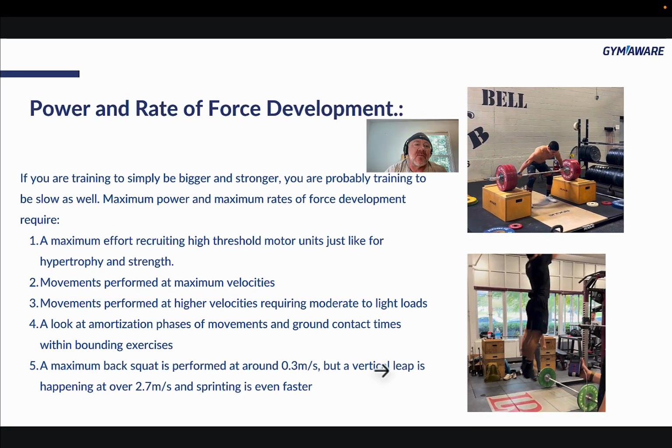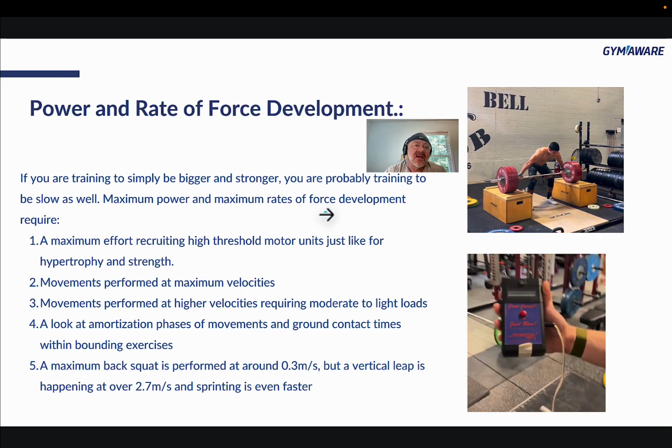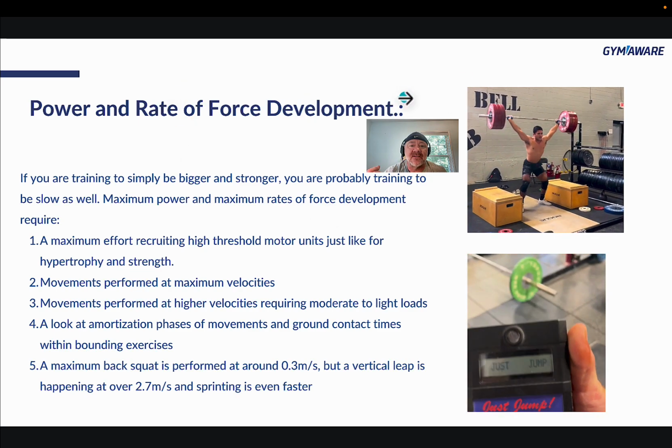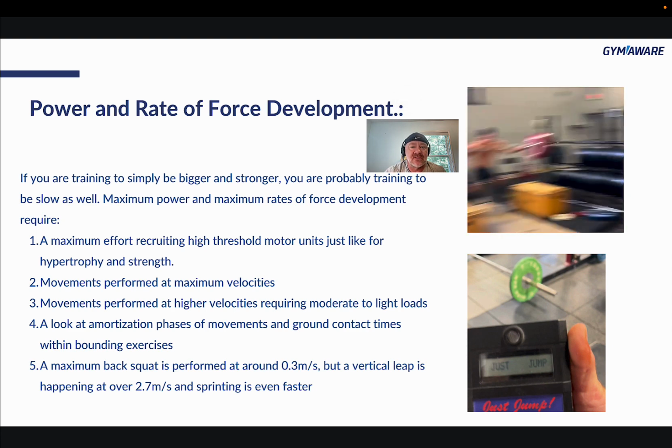The power and rate of force development, which is where I feel, scientifically, coaches need to really focus more. You need to focus on it even more than power: producing the maximum amount of force at a particular velocity that relates to whatever sport the athlete you're coaching performs. So if you're training to simply be bigger and stronger, you're probably training to be slow as well.